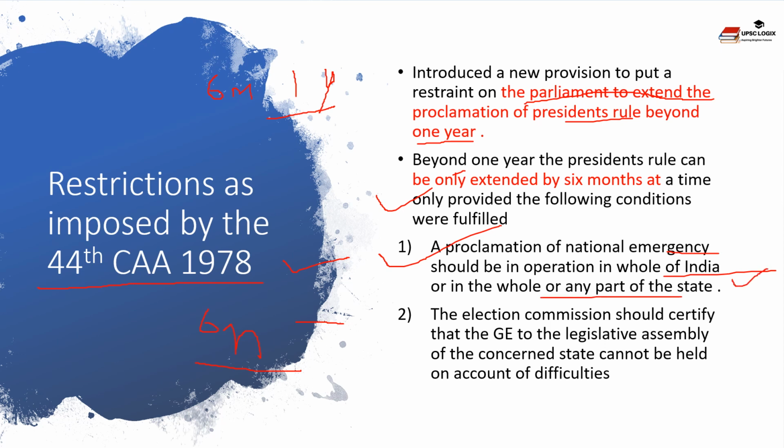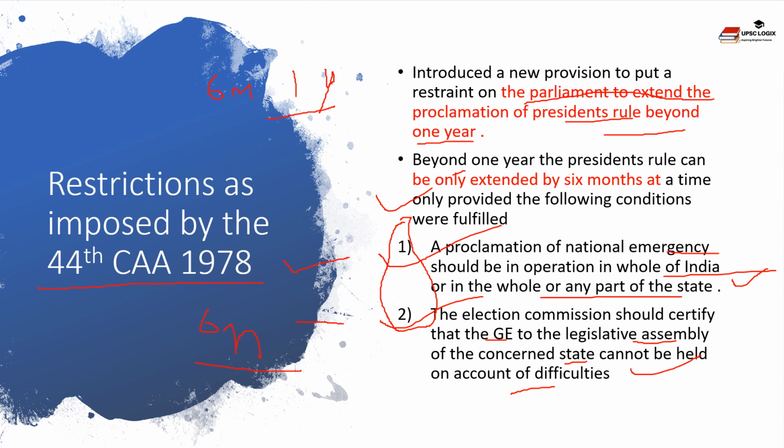And the second condition was that the election commission should certify that the general election to the legislative assembly could not be held on grounds of certain difficulties. So these were the two conditions that have to be fulfilled for the parliament to extend the president's rule beyond a period of 1 year.